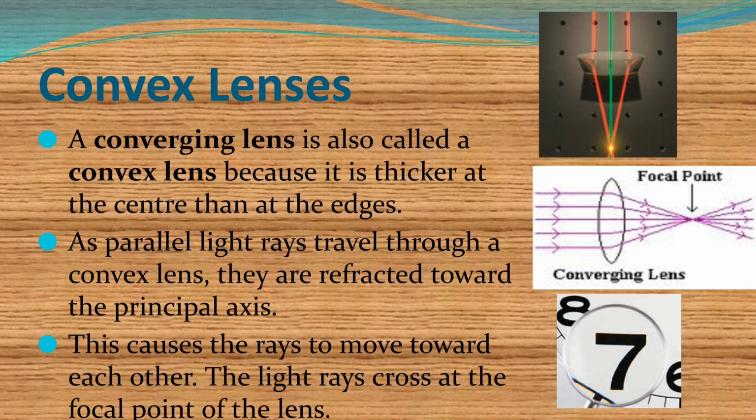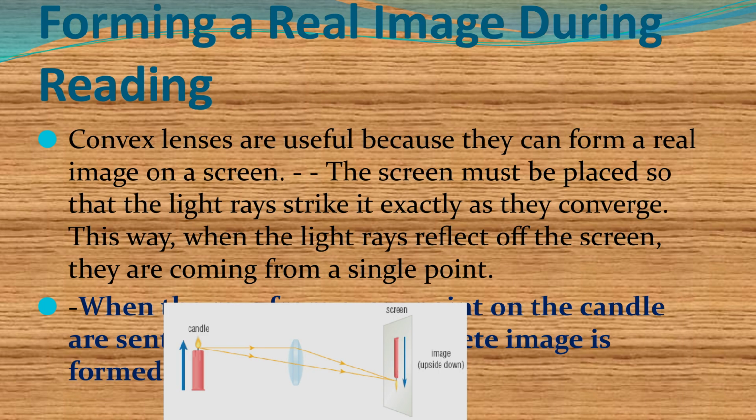A converging lens, or convex lens, is thicker at the center. Parallel light rays refract toward the principal axis, crossing at the focal point. These lenses are frequently used as magnifying glasses. Convex lenses can form a real image on a screen, but the screen must be placed exactly where the light rays converge. When rays from every point of the object hit the screen, a complete image is formed.